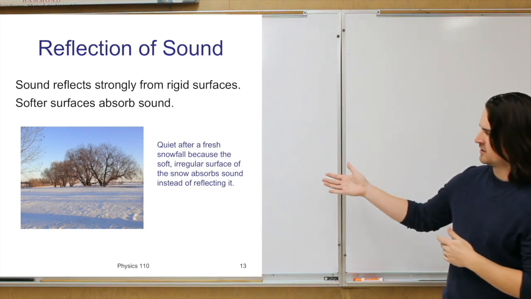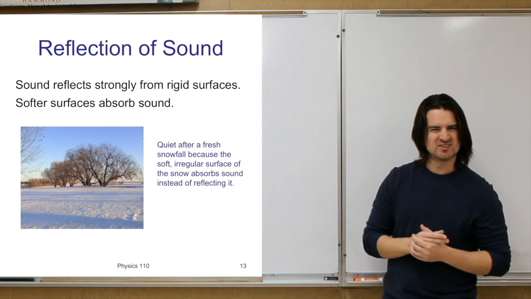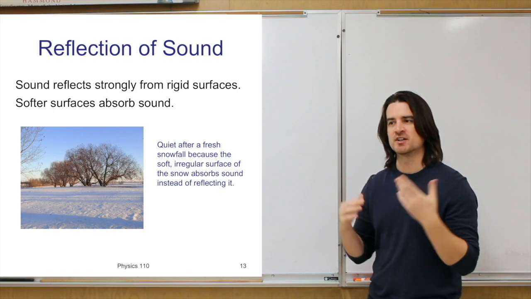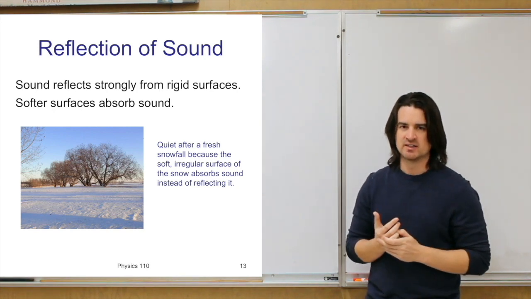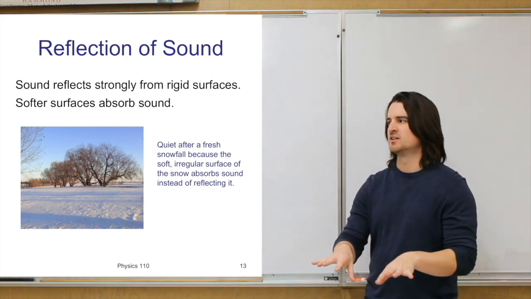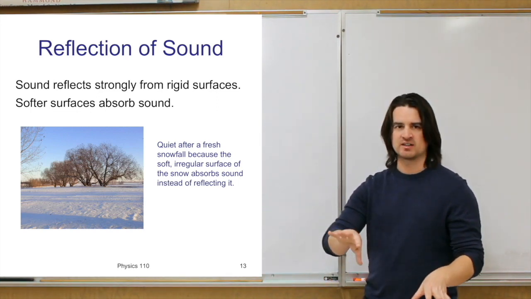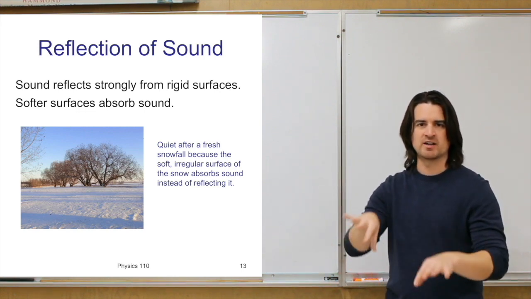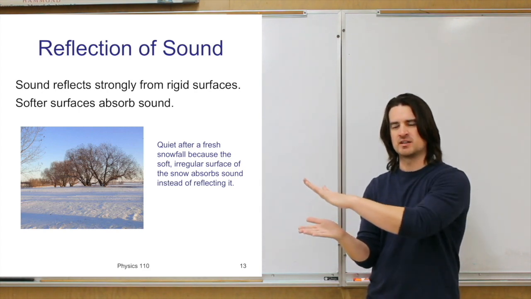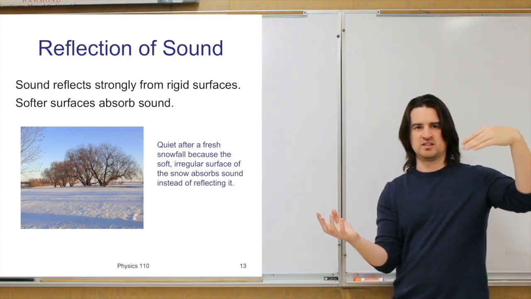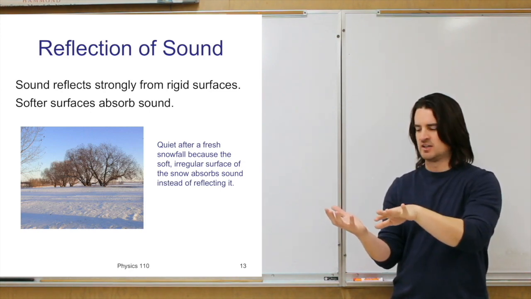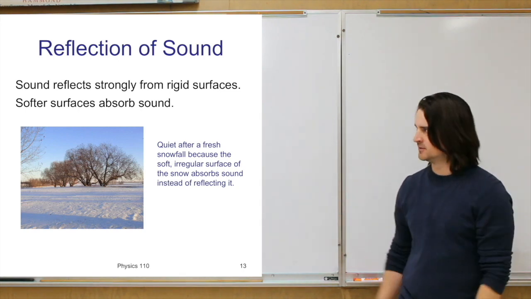So this is one reason why after fresh snowfall, and I'm very used to snowfalls here in California, but if you've ever been out after fresh snowfall, it's very quiet outside, or it seems very quiet outside. And that is not just because the snow gives a little bit and isn't super rigid, it's also the fact that the surface of the snow is very irregular. It's all these tiny little bumps and whatnot. So when the sound hits, it's not hitting a nice flat plane, it's hitting a very jagged surface, and it can bounce in all different directions and disperse more.